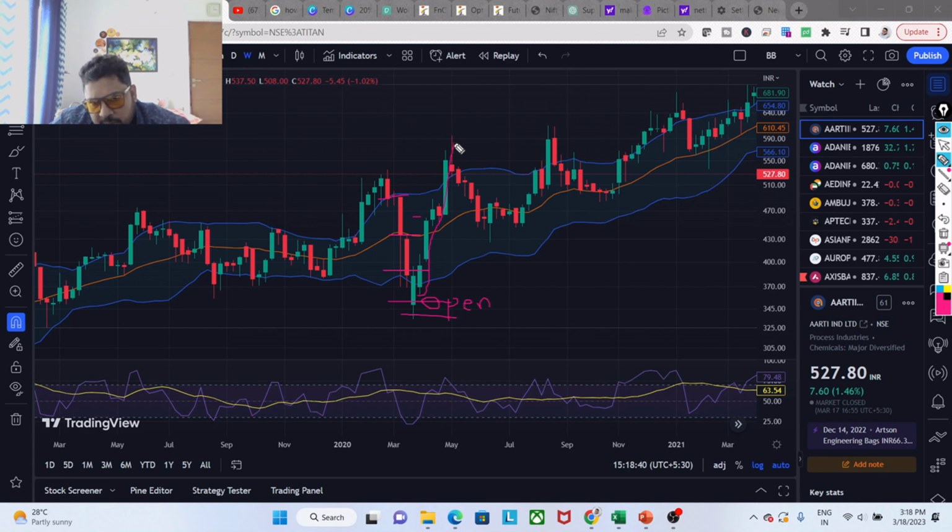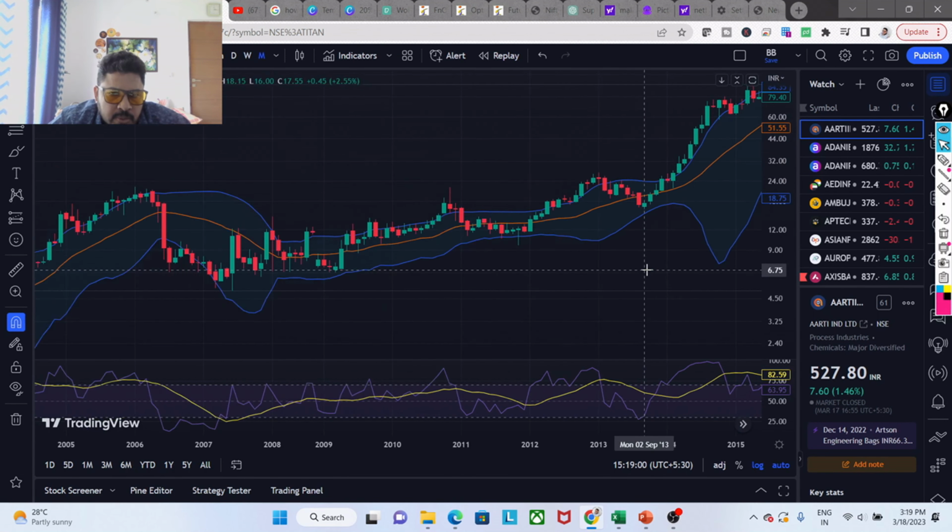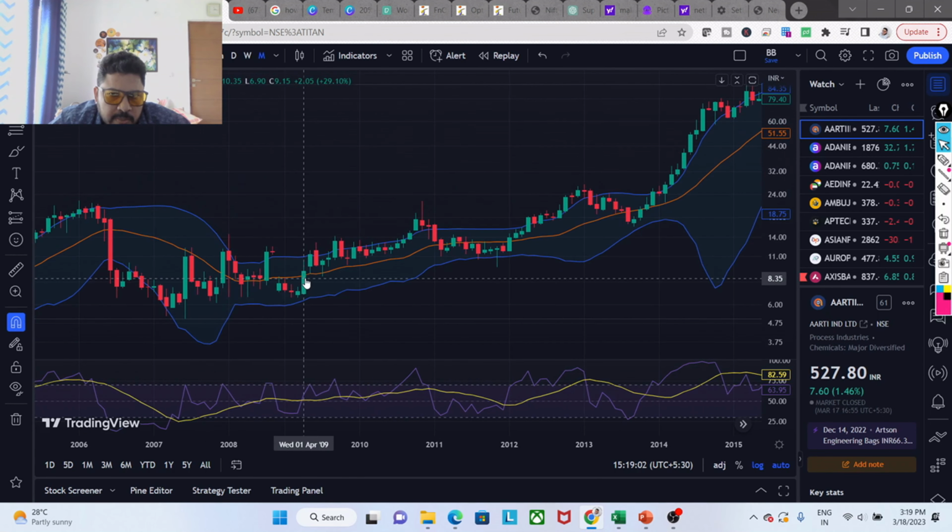The disadvantage of Bollinger Band is that it will give you short trades. That means if you are looking at a weekly chart, it can give you a 4 to 5 week trade. If you are looking at a monthly chart, it can give you up to a 4 to 5 month trade. But it is not something that is going to tell you to hold for a long period of time.